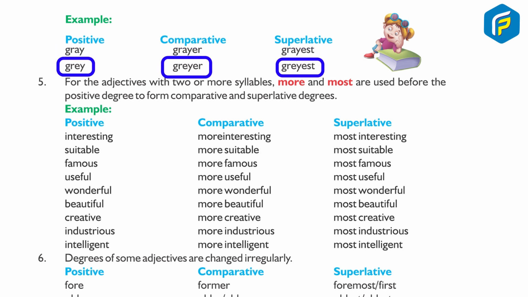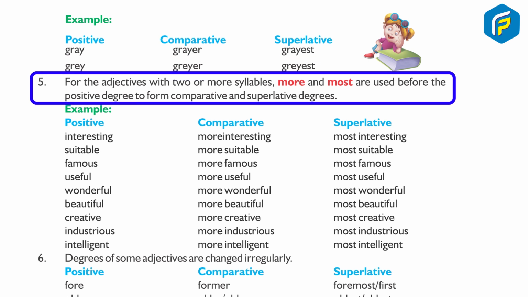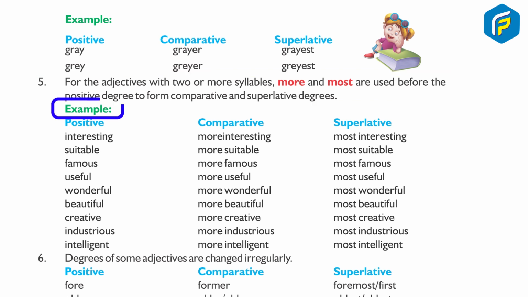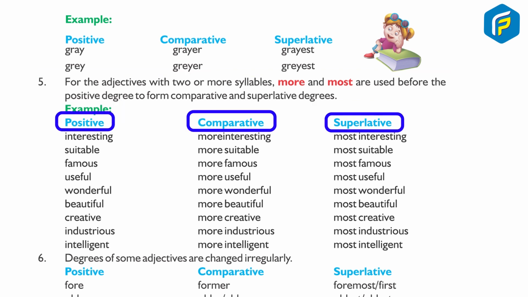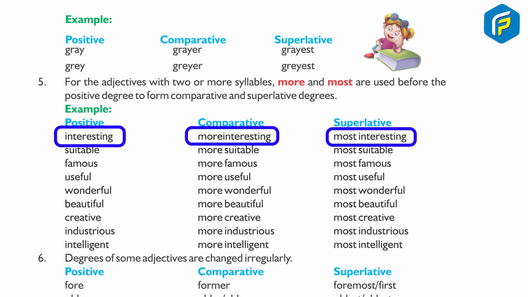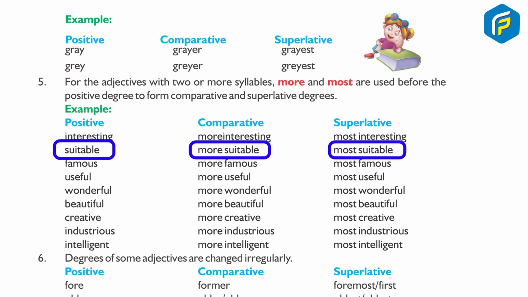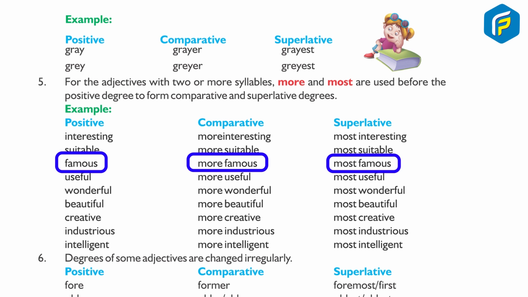5. For the adjectives with 2 or more syllables, more and most are used before the positive degree to form comparative and superlative degrees. Example: positive, comparative, superlative. Interesting, more interesting, most interesting. Suitable, more suitable, most suitable. Famous, more famous, most famous.